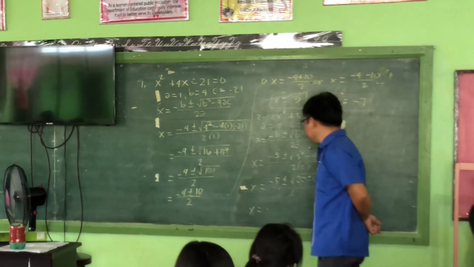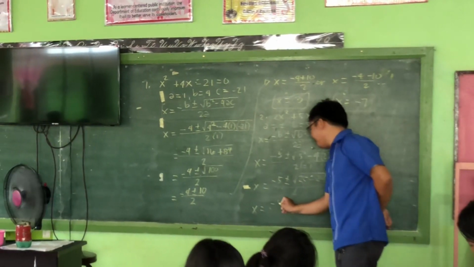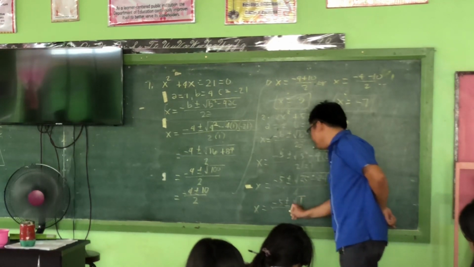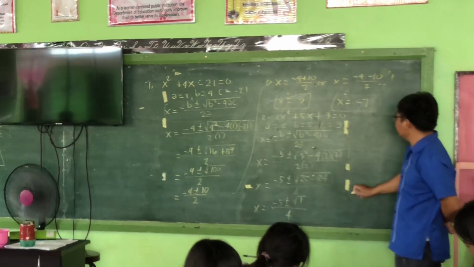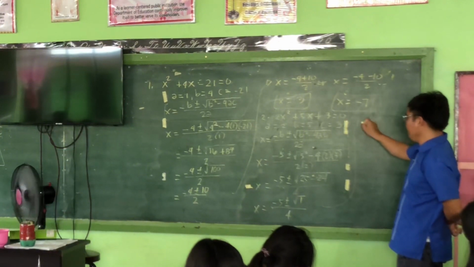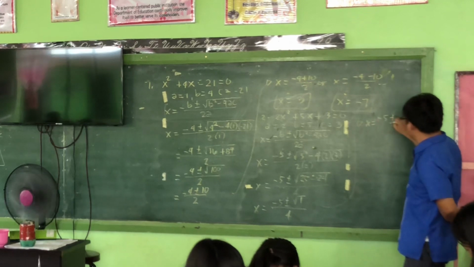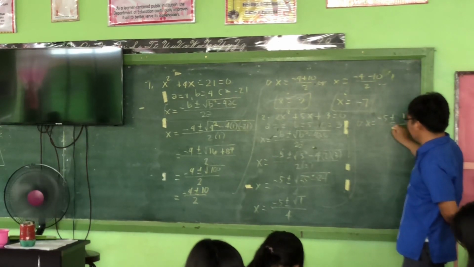x here is equal to the square root of 25 minus 24, which is the square root of 1, which is 1. So x equals negative 5 plus or minus 1 over 4.